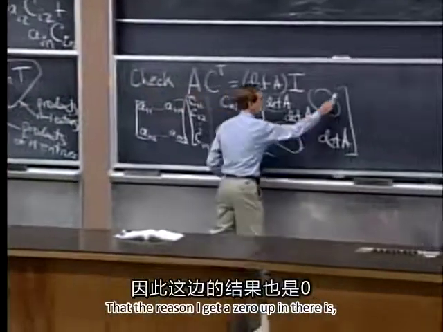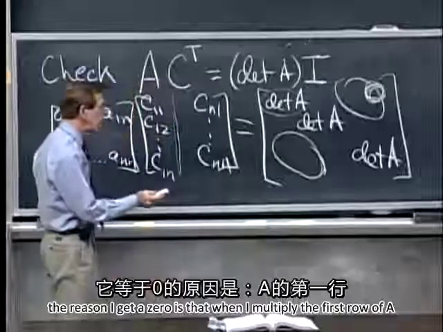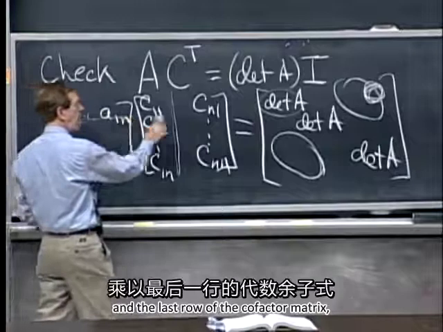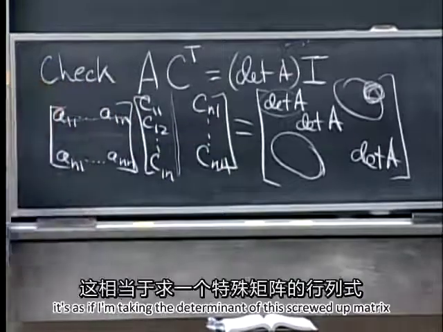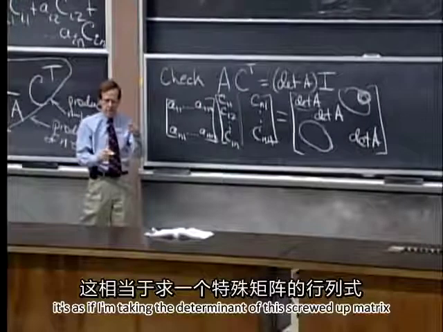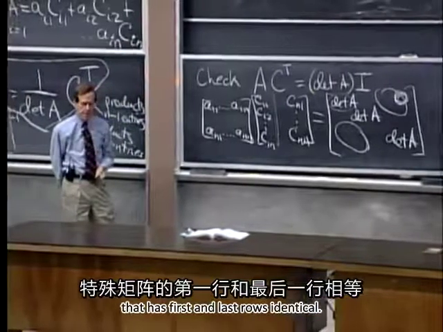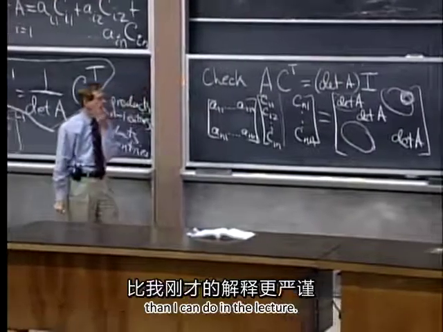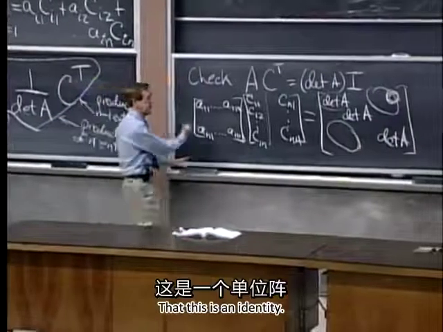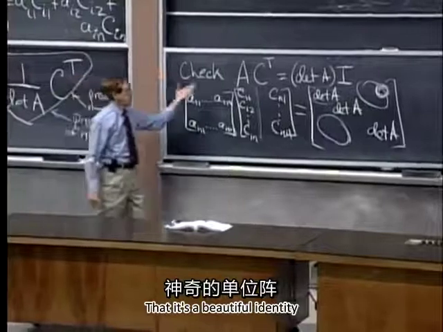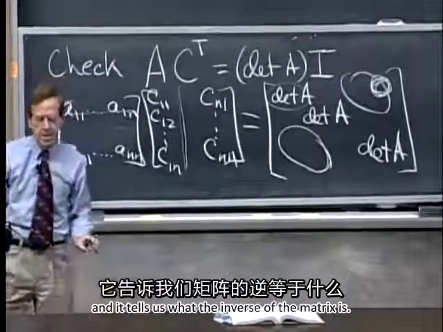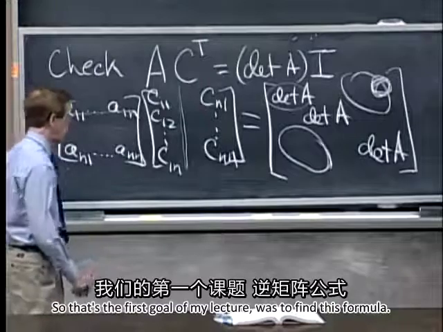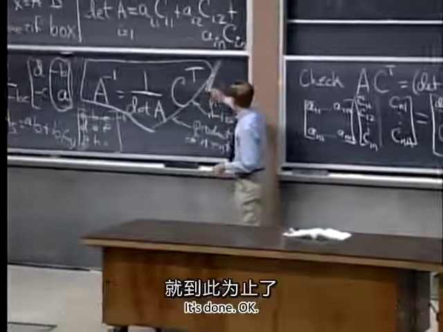It's just the same here. The reason I get a 0 up in there is that when I multiply the first row of A and the last row of the cofactor matrix, it's as if I'm taking the determinant of this screwed up matrix that has first and last rows identical. The book pins this down more specifically and more carefully than I can do in the lecture. I hope you're seeing the point, that this is an identity. It's a beautiful identity, and it gives us the formula for the inverse. So that's the first goal of my lecture, to find this formula. It's done.